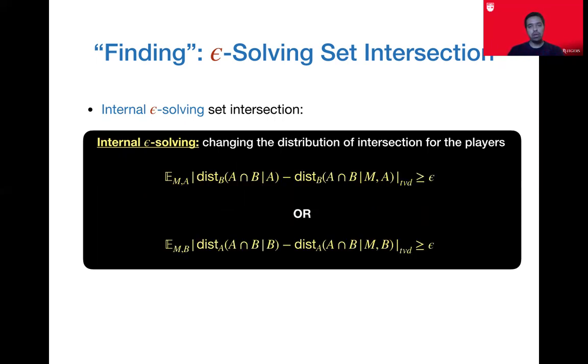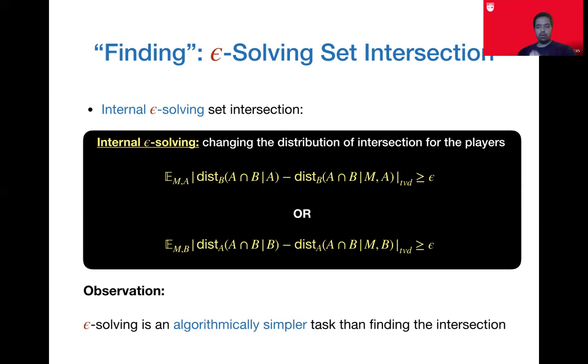A bit more formally, this means that after we do the communication, Alice looks at her input and at the distribution of the target element conditioned on her input. This distribution should become very different after the communication has happened, let's say by epsilon in total variation distance. Good. I will not tell you exactly how, but if you think about it, this problem is much, much simpler algorithmically than finding the intersection.